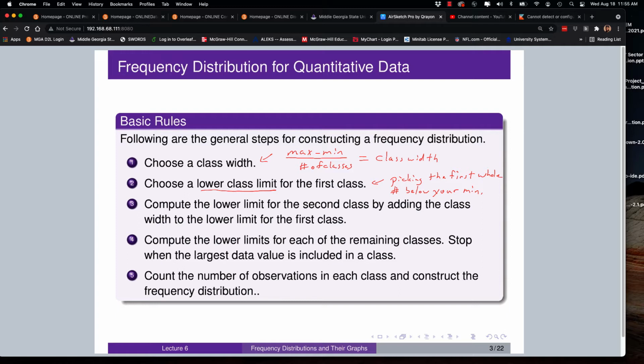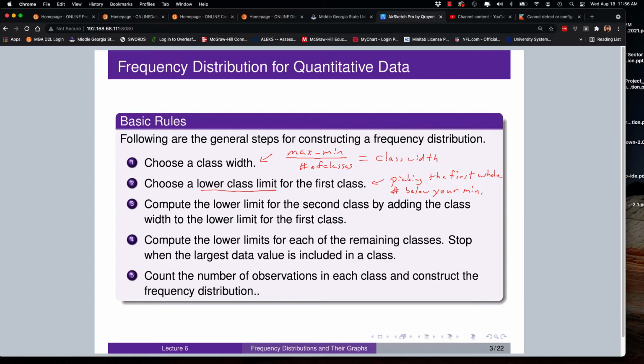Okay. So then you compute the lower limit for the second class by adding the class width to that lower limit. This kind of makes sense, I think. And then you compute the lower limits for each of the remaining classes by continuing to add the class width to each of those previous lower class limits. And you stop when you know that you're going to include the largest or maximum data value in the last class. All right. And then you go back through and you count the numbers to get your frequency distribution.